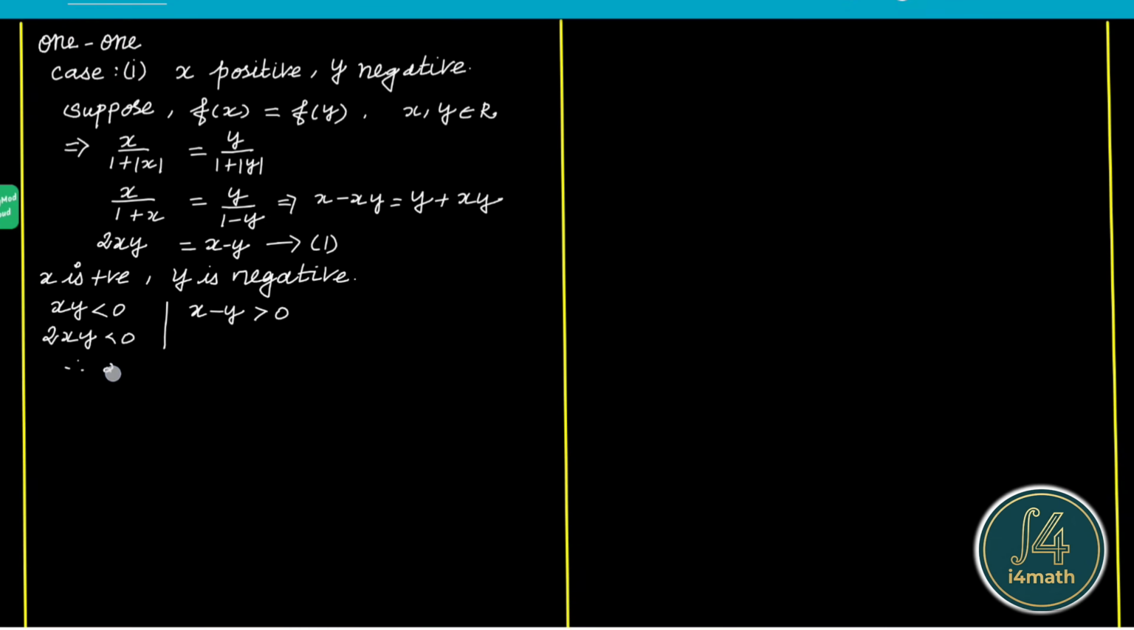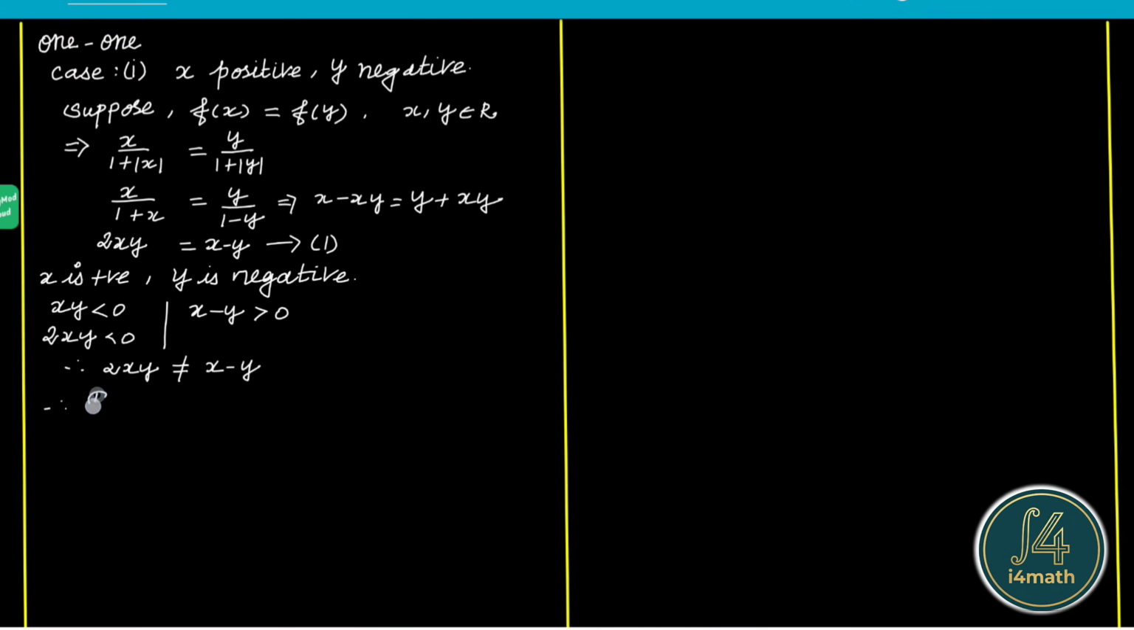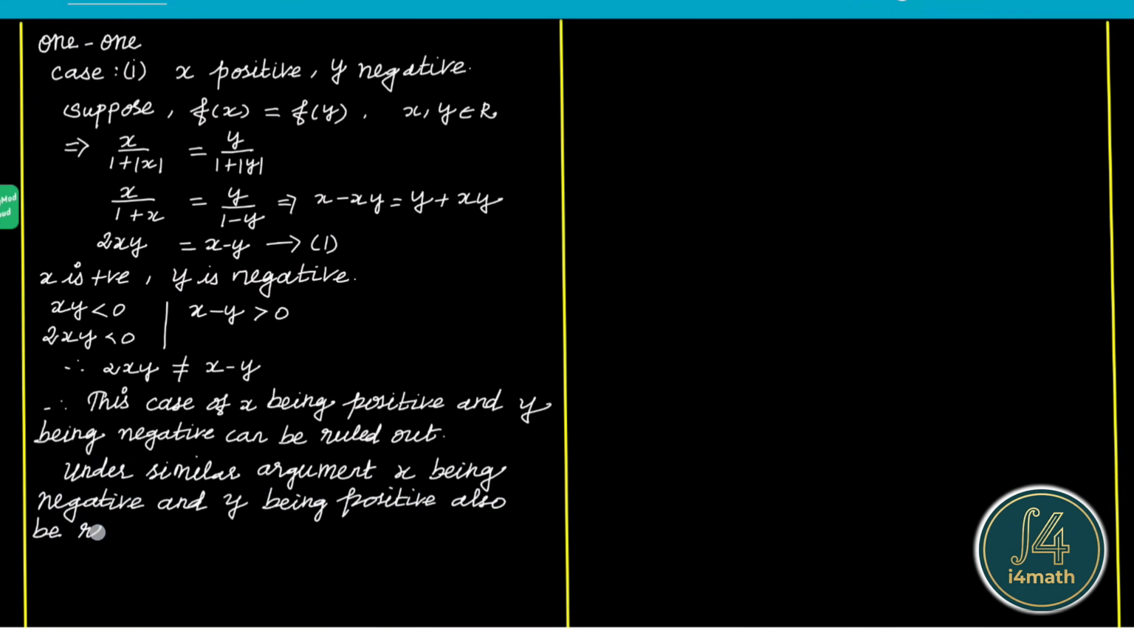So considering equation number 1, 2xy is less than 0, x minus y is greater than 0, actually it is not possible. So 2xy is not equal to x minus y. So this case of x being positive and y being negative can be ruled out. Under a similar argument, x being negative and y being positive can also be ruled out.